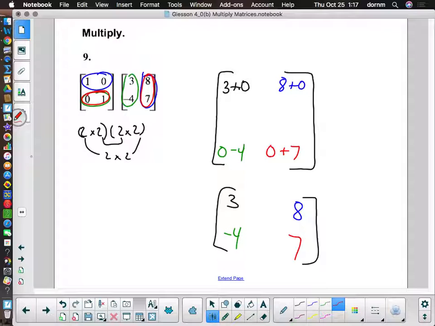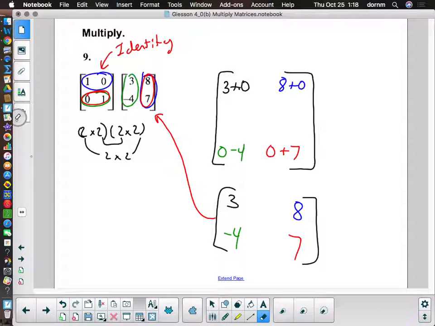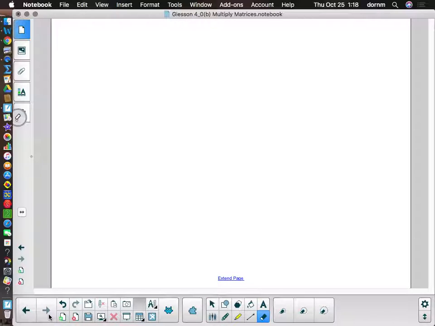Now you're probably saying, wait a minute. My result matrix is exactly the same as my original matrix B. That's true, because this is what we call an identity matrix. It has 1s on the diagonal and 0s everywhere else. Now, it's not going to be super important to us, but it's an interesting little matrix. It's like multiplying by 1. Multiplying by the identity matrix gives you exactly what you started with. Okay? So fun stuff.